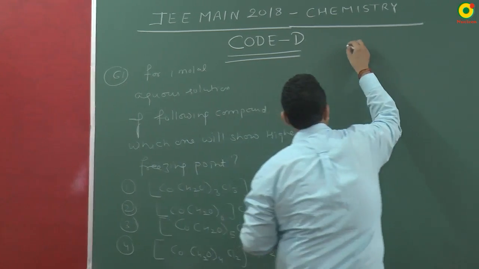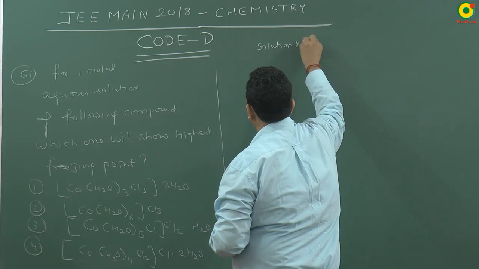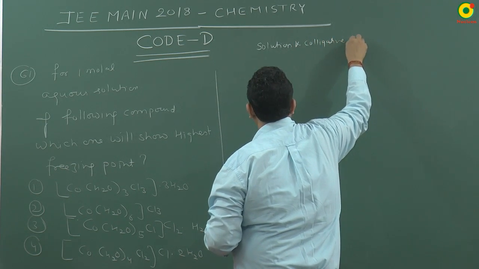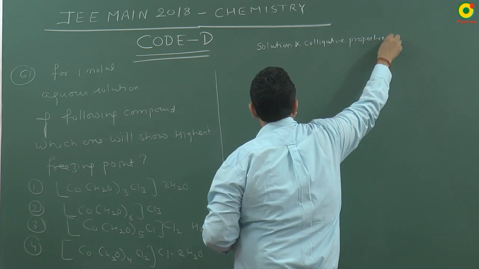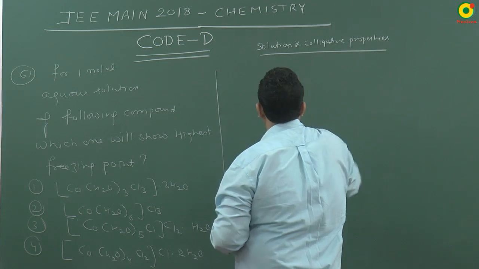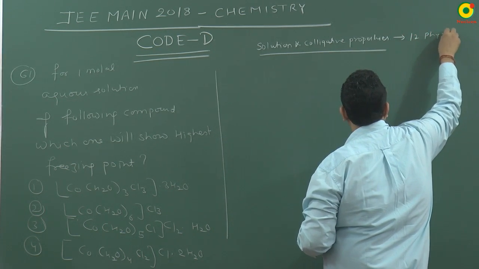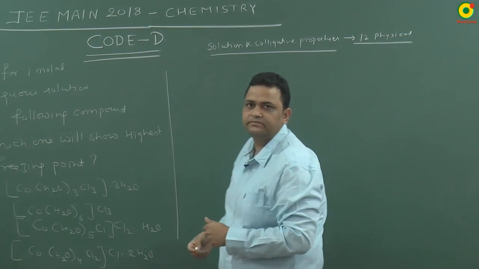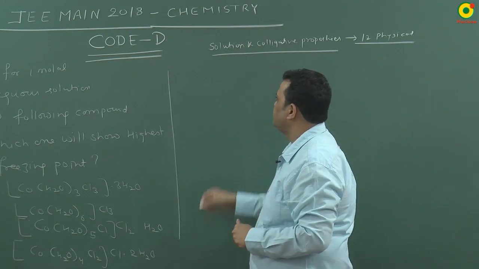This question is from the chapter Solution and Colligative Properties. This is a 12th class physical chemistry chapter, and it is in the 12th class syllabus. So he is asking about the highest freezing point.